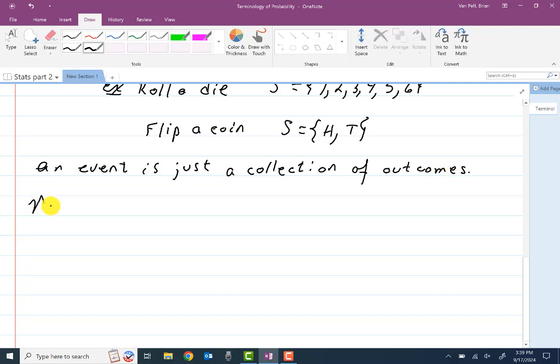Notation. If A is an event, P with A in parentheses is the probability of that event.